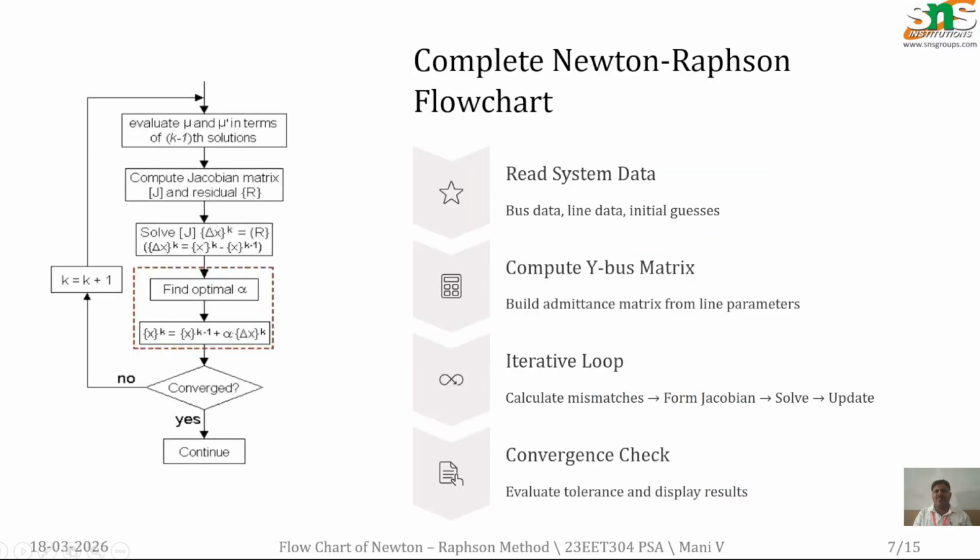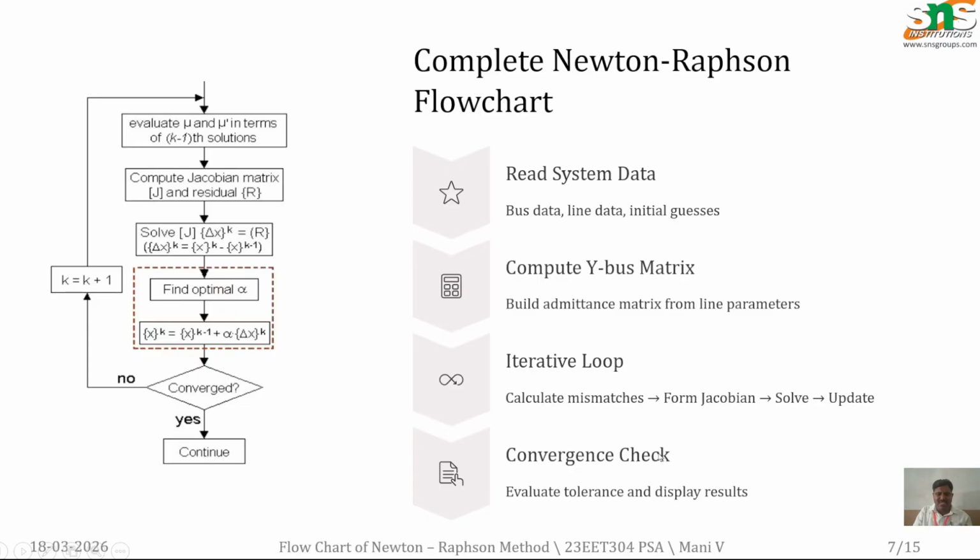So here is the main algorithm. We have to read the system bus data, line data, and the initial voltages we have to assume, except for the slack bus, and we have to compute the bus admittance matrix. That is, we have to build it with respect to the line parameters or line charging admittance, etc. And we have to go for the iterative loop, for the first iteration, second iteration like that, and we have to calculate the mismatch, form the Jacobian matrix, solve it, and update the data.